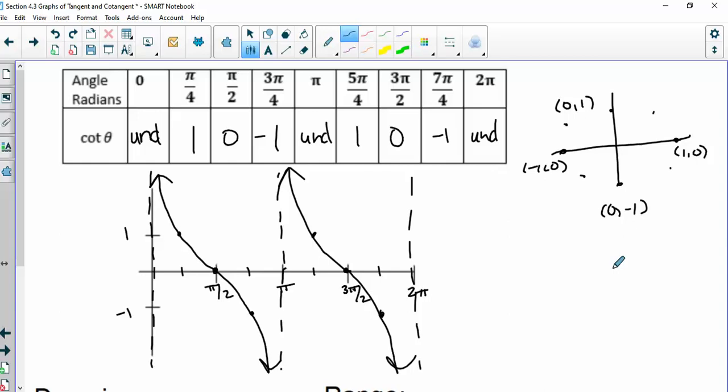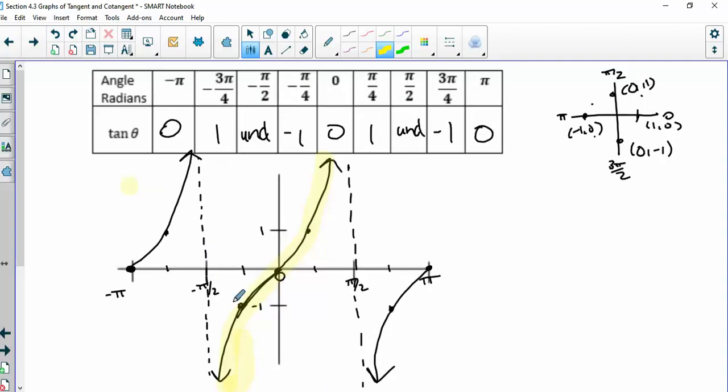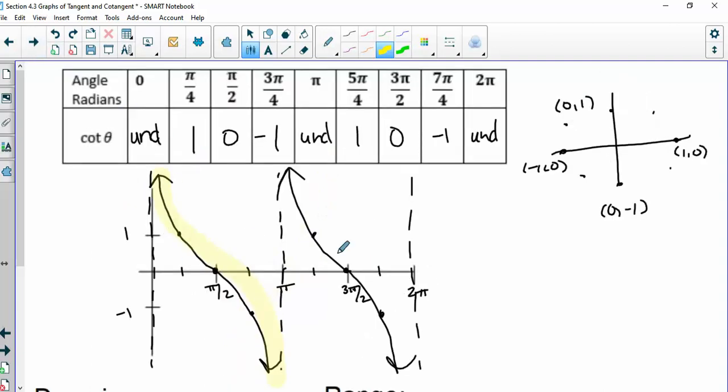How many periods? I just graphed 2 periods, didn't I? So if I were trying to pick 1 period, and I see 1 complete cycle, the easiest option would be right here, 0 to pi. Tangent and cotangent look very, very similar. The difference is tangent is increasing and cotangent's decreasing. And the intervals are weird. With tangent, we are going to choose -pi over 2 to +pi over 2. And with cotangent, we're going to choose 0 to pi.